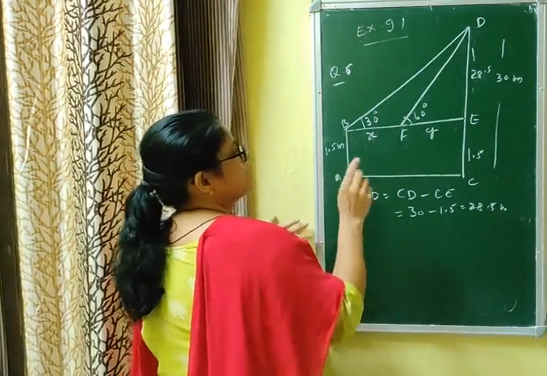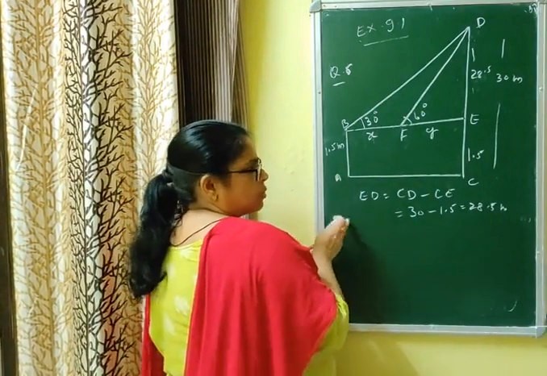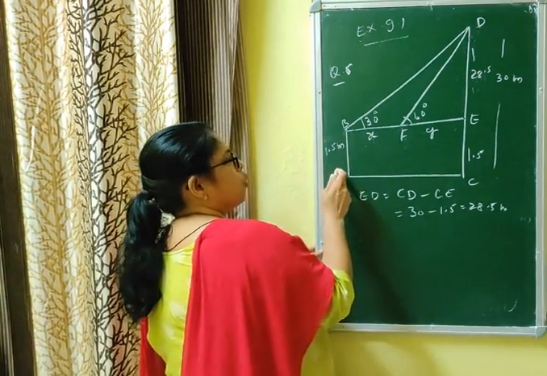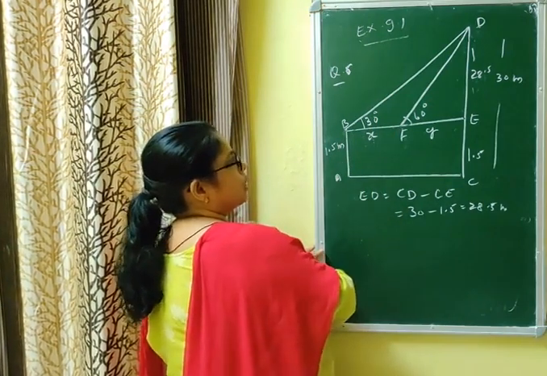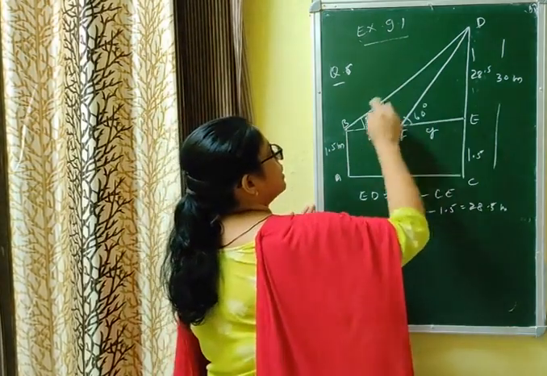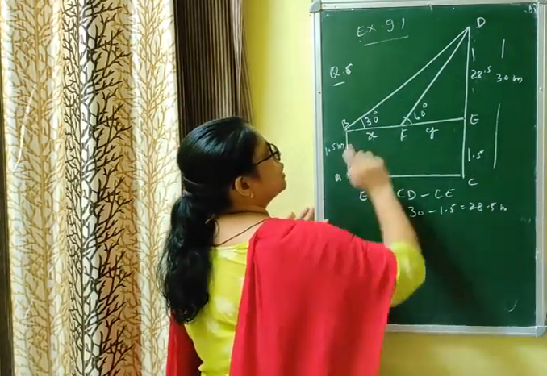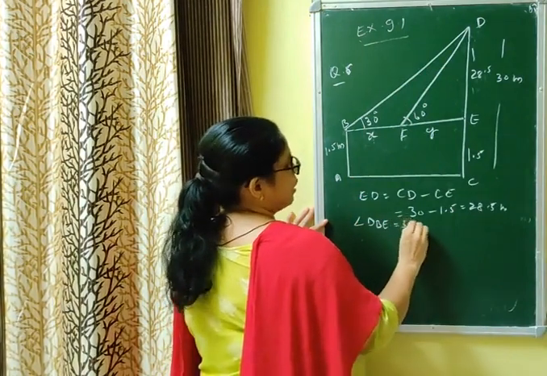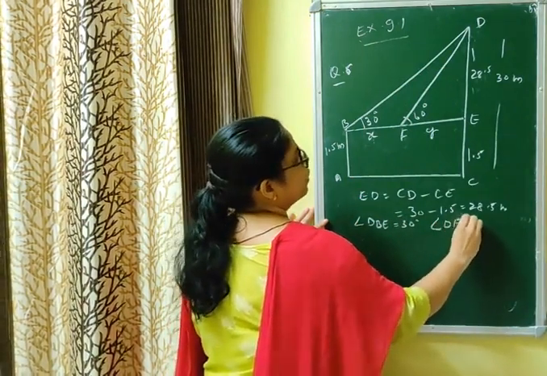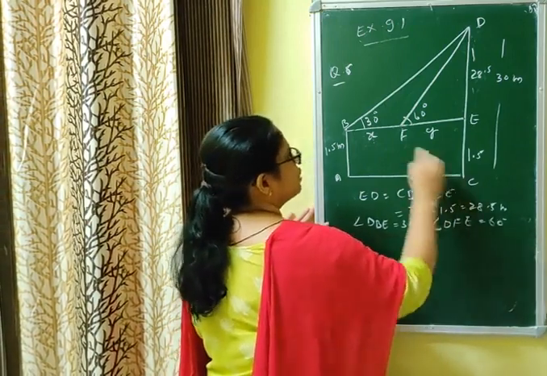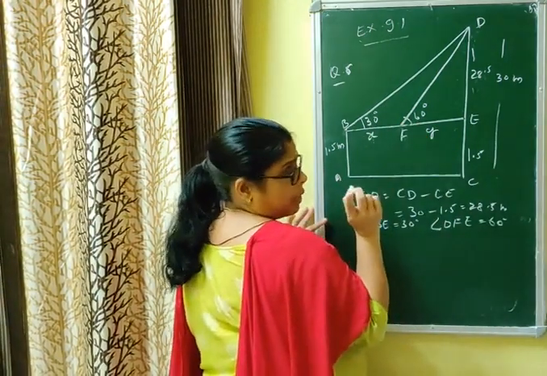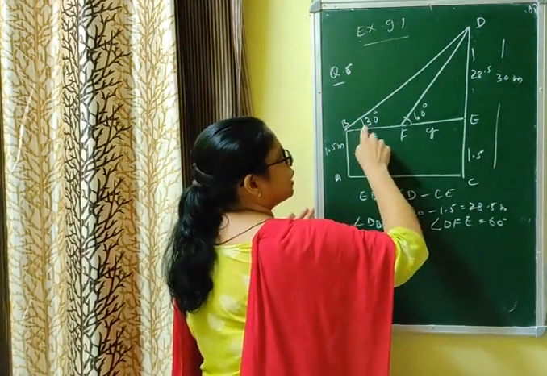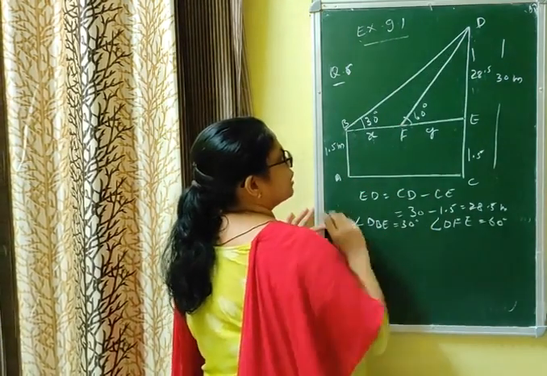Now let CD be the tower. I am not writing here because there is a lack of space. Let CD be the tower and AB be the boy of height 1.5 centimeter. Given that angle DBE is equal to 30 degree and angle DFE is equal to 60 degree. So which one is smaller and which one is bigger? Remember, the point which is farther from the object is smaller. The angle which is nearer to the object is bigger.